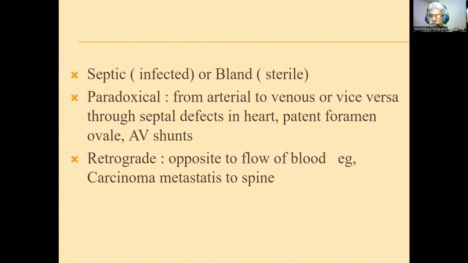They go from the arterial side to the venous side or vice versa through septal defects in the heart, when there are defects in the heart, patent foramen ovale, or arteriovenous shunts. Retrograde embolism is much rarer. It goes opposite to the flow of the blood. For example, carcinoma prostate metastasis to the spine.